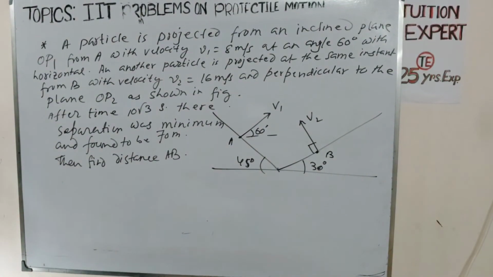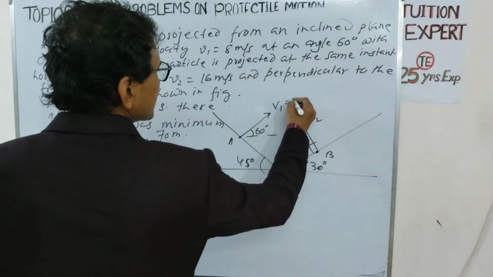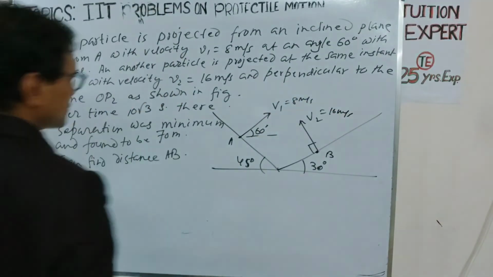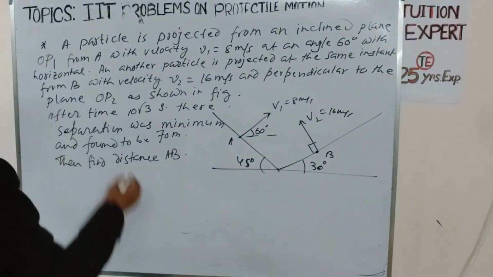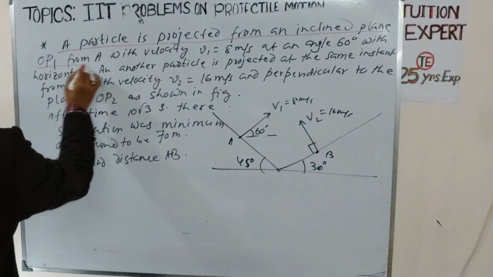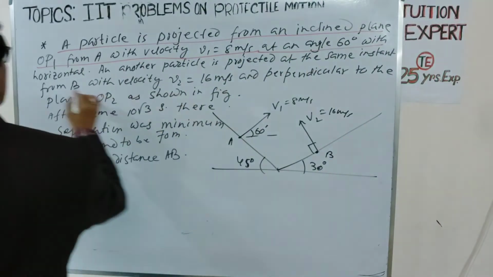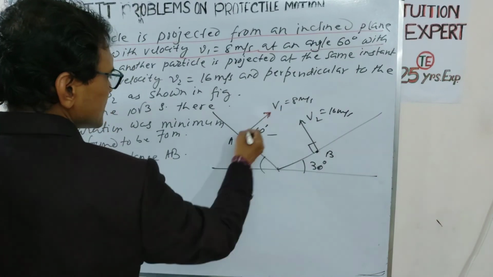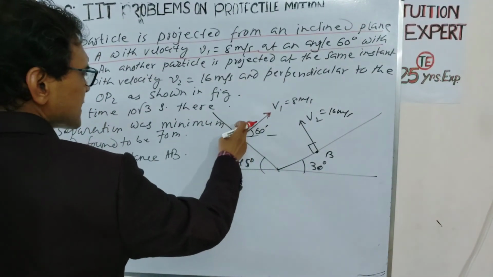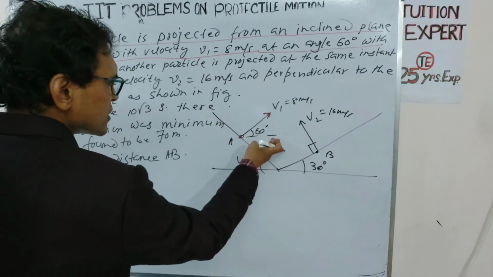G1 equal to 8, G2 equal to 16. So I repeat the problem once again. The particle is projected from an inclined plane OP1 from A, with respect to G1, at an angle 60 degree to the horizontal. This is velocity. This particle is projected with velocity this at an angle 60 degree to the horizontal.